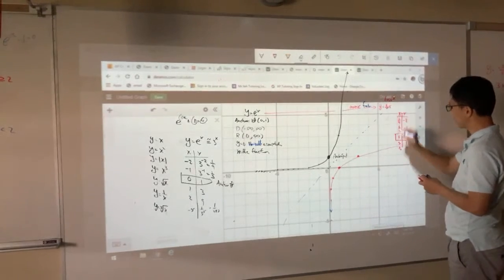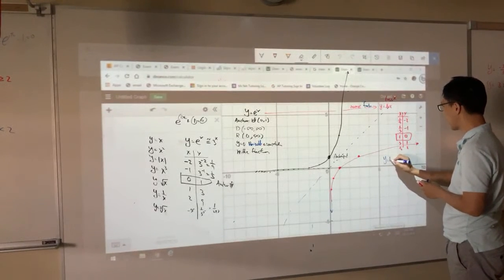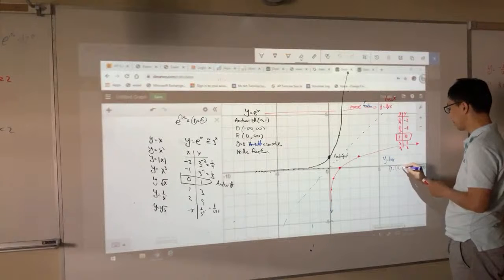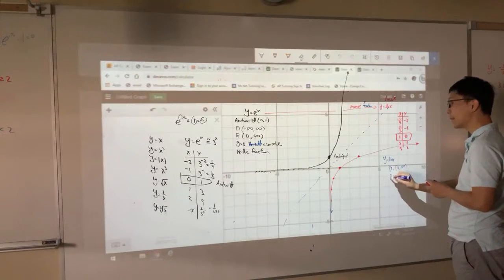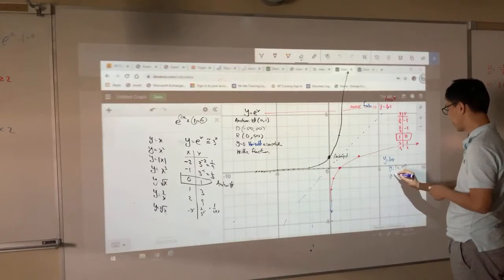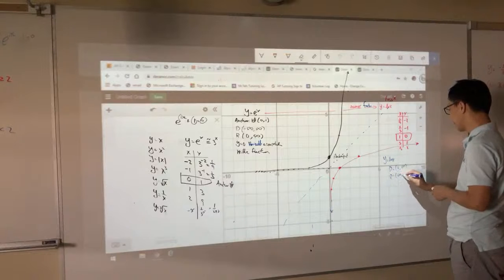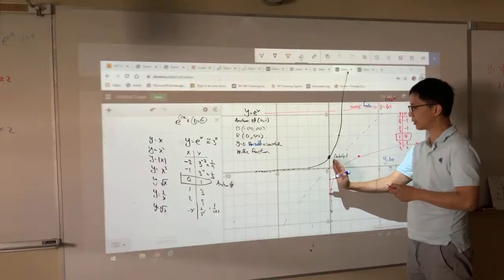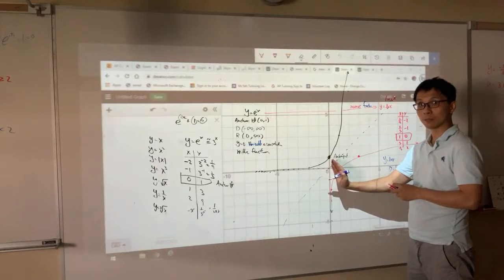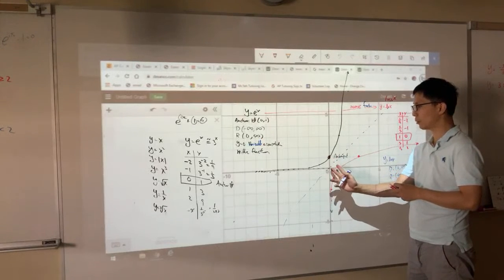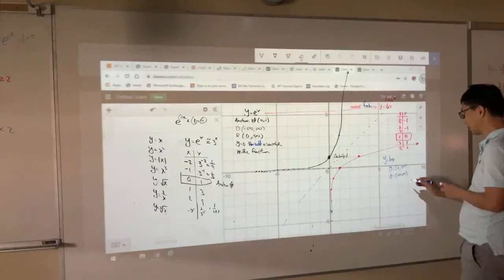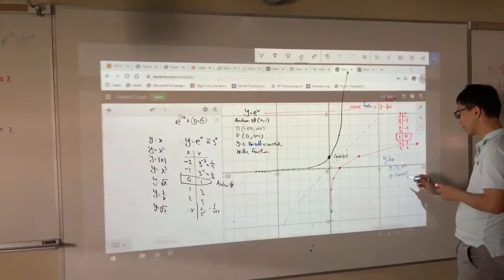So what about natural log? y equals natural log of x. Its domain is 0 to infinity. Your range is gonna swap, which is negative infinity to infinity. And very important to know: the natural log of anything between 0 and 1 is gonna give you a negative value. Anything above 1 is gonna give you a positive value.